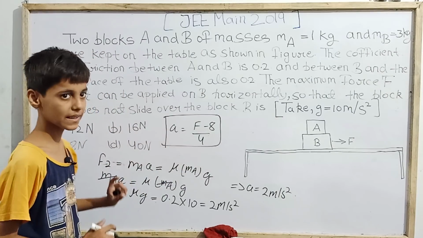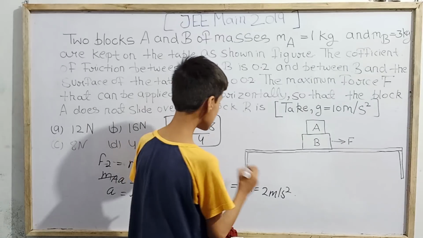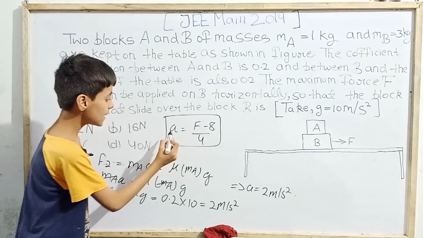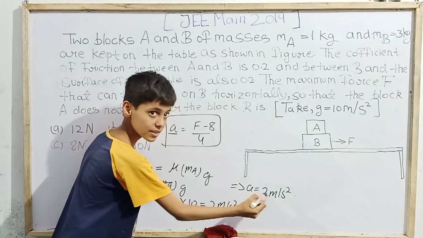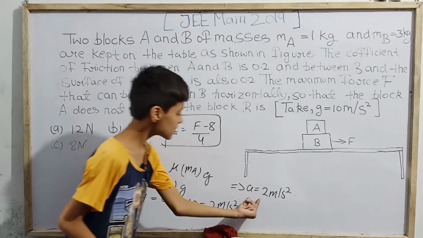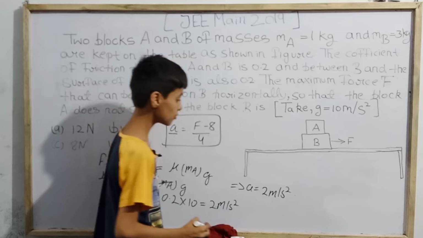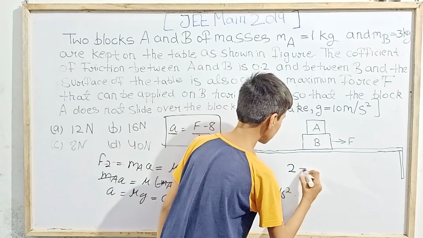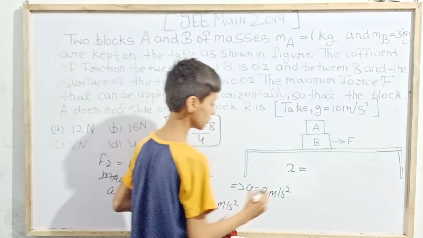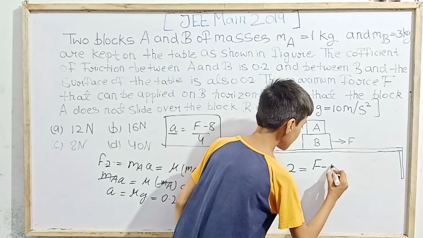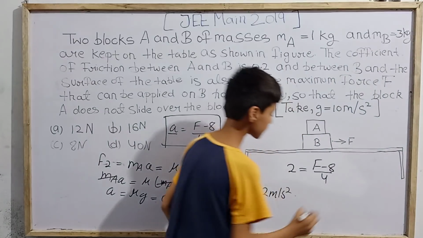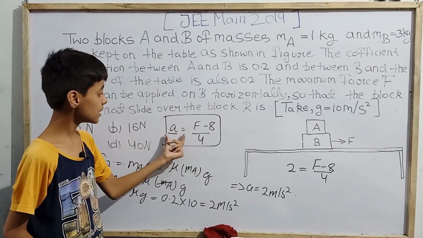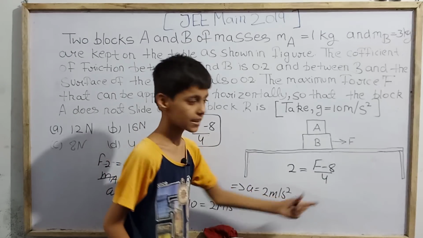Now one formula of acceleration we have already noted. According to this formula, at the place of A, can we put 2? Of course we can put, because its value is the same, 2. So 2 will be put at the place of A. So 2 equals F, which we don't know and have to find out, minus 8 divided by 4. So finally 2 equals F minus 8 divided by 4.